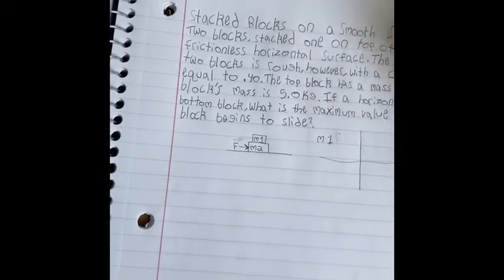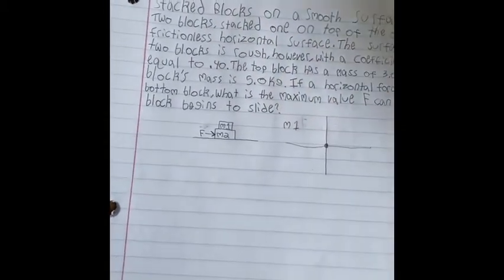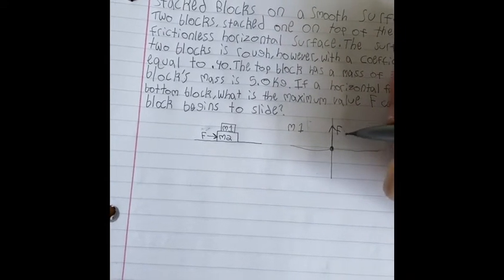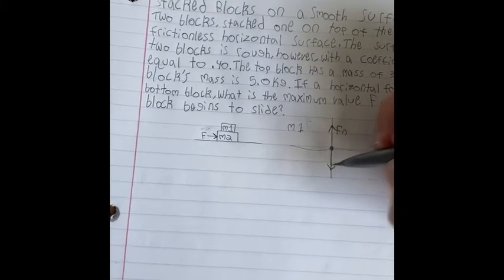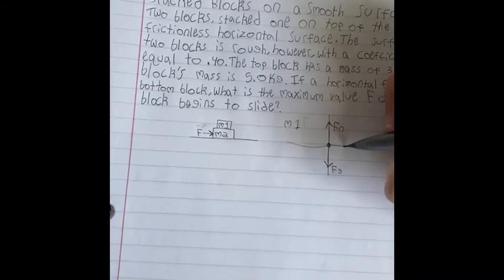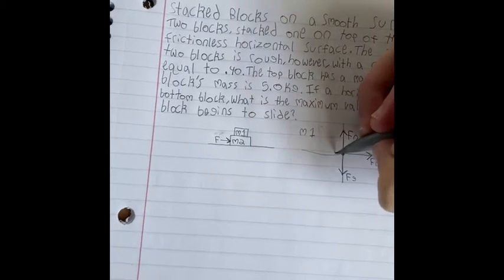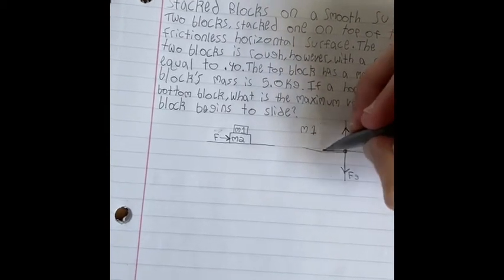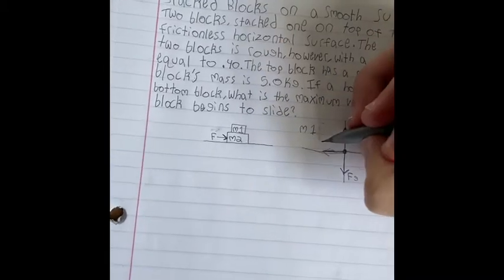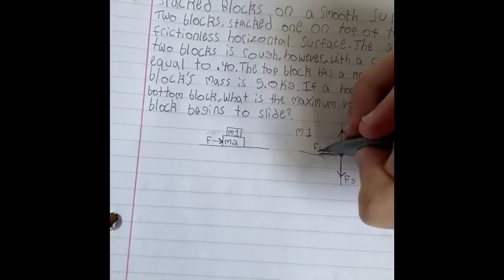And the forces acting on it are the normal force pointing up, Fn, and the force of gravity going down, Fg. And then there's the force being applied, so we'll call that Fa. And then there's the force of friction from the surface having friction, call that Fs for the static friction.